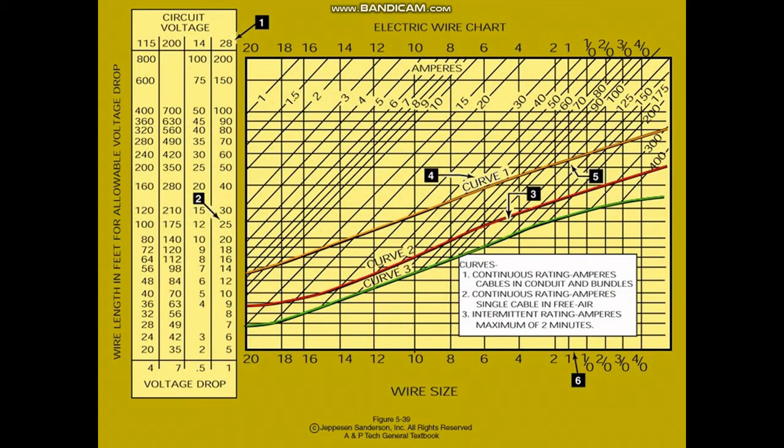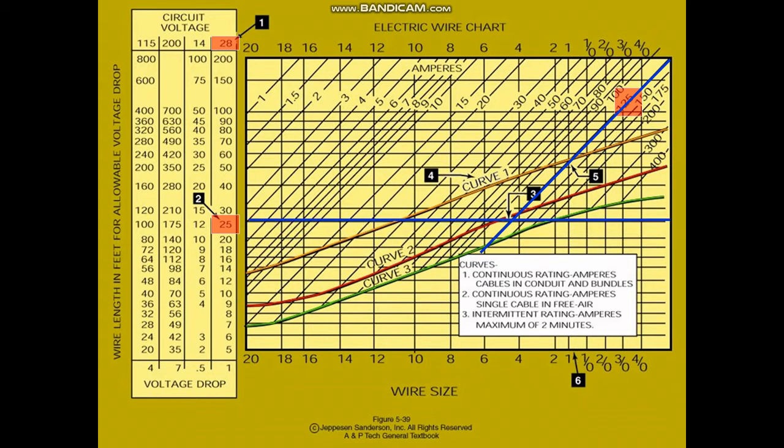At the beginning, you have to take the circuit voltage and you can take it from this area. After that, you will take the wire length for the allowable voltage drop. After you find the wire length, you have to go to the amperes of the electrical wire. And this is the amperes for the electrical wire. After that, you will match between the length of the wire and the amperes, like this.